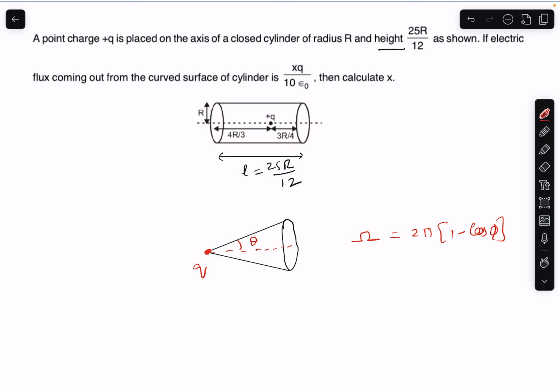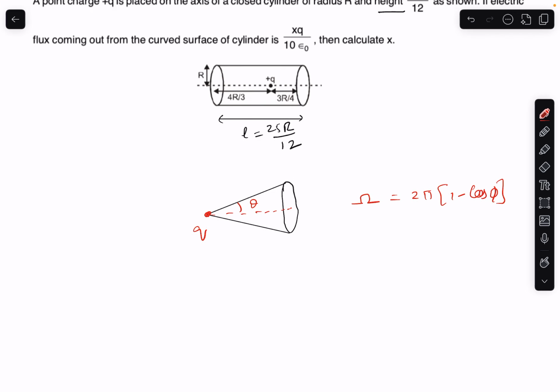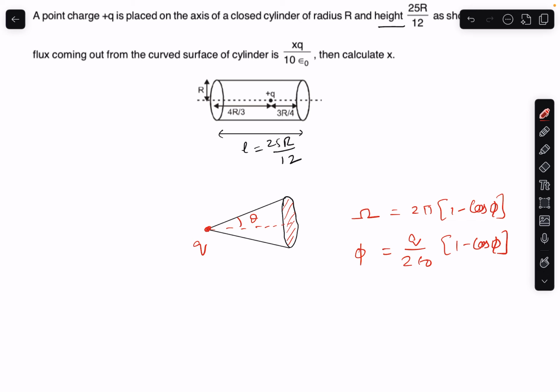If we directly talk about flux, then the total flux coming out of this surface due to the charge Q is given by Q/2ε₀ (1 − cos θ). You can easily derive this using the unitary method, because the total solid angle subtended at a point charge is 4π, and 4π corresponds to Q/ε₀ flux. So any solid angle Ω corresponds to this much flux, Q/2ε₀ (1 − cos θ). So let us start with the problem.